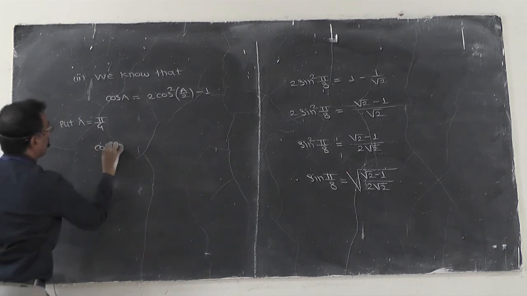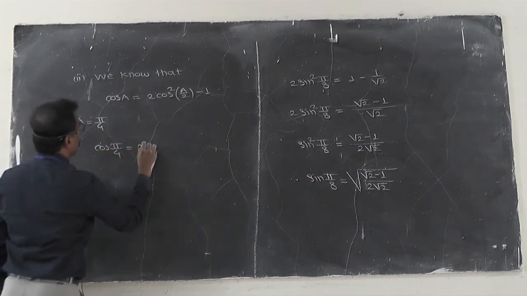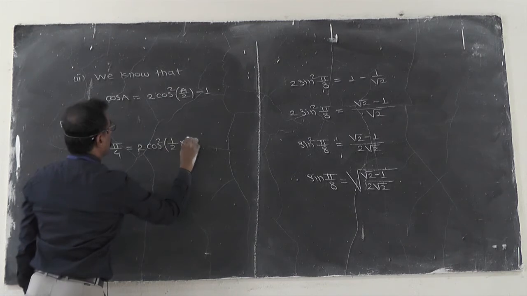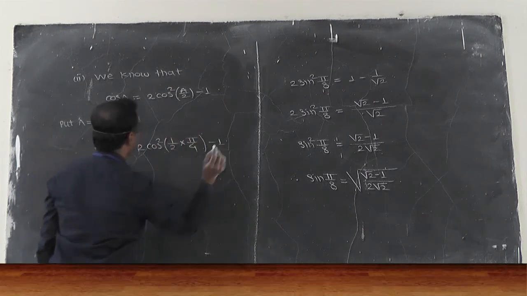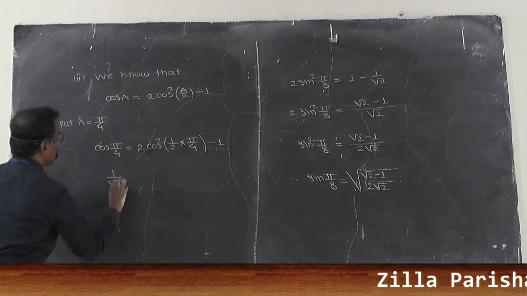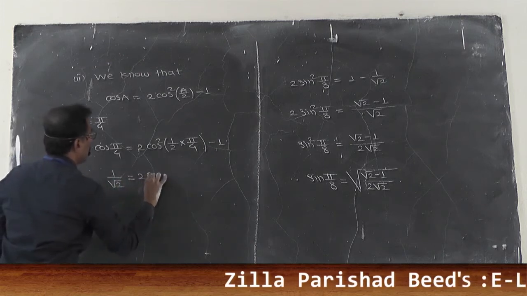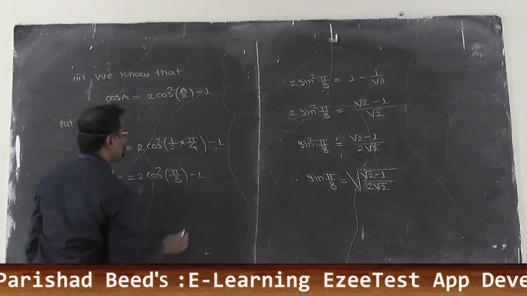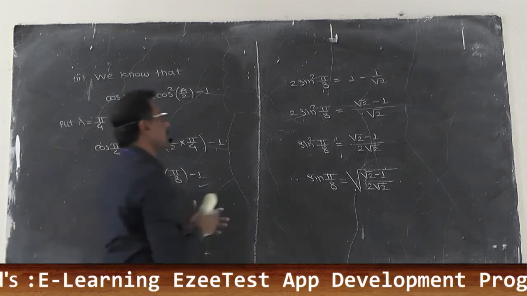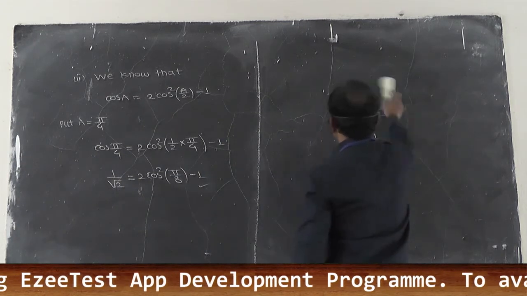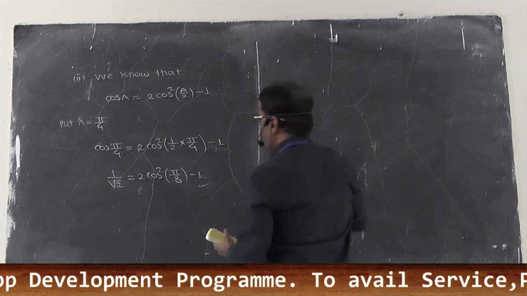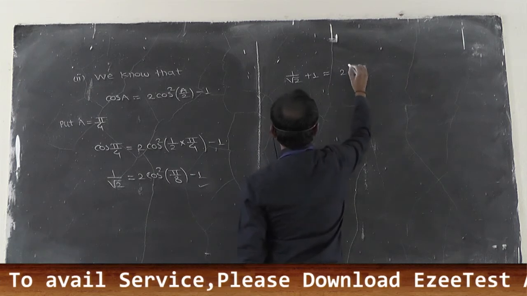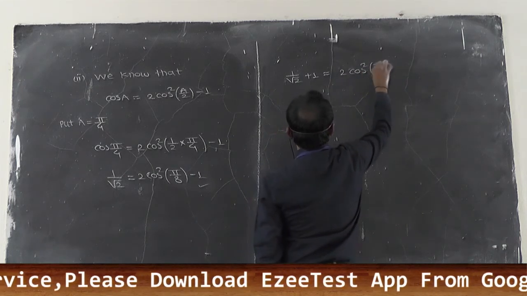So what should be written here? Cos pi by 4 is equal to 2 cos square, this is 1 by 2, and this A is replaced by pi by 4, with this minus 1 as it is. Cos pi by 4 is 1 by root 2. It is 2 cos square, 2 fours are 8, pi by 8, and this is minus 1. Now this minus 1 is shifted to the left. What is your next equation? The next equation is 1 by root 2 plus 1 is equal to 2 cos square pi by 8.